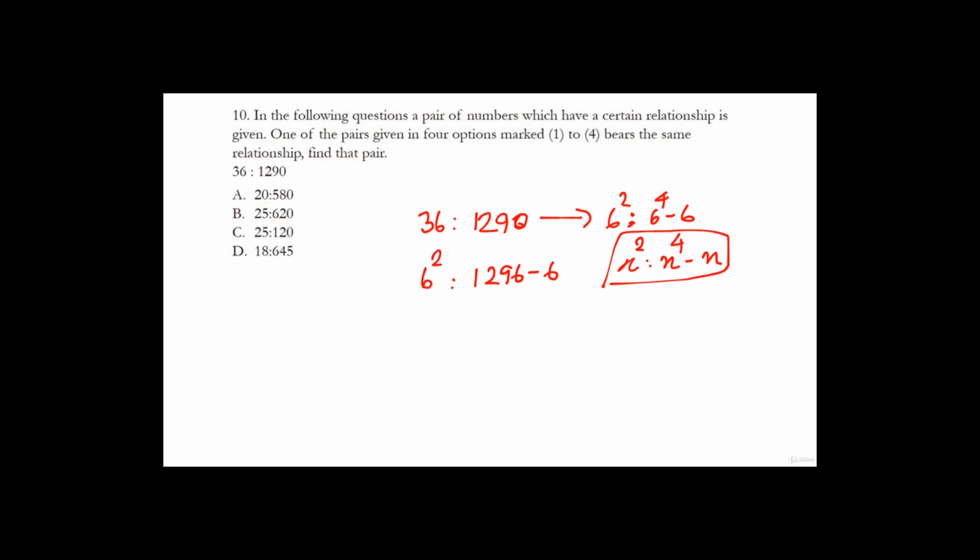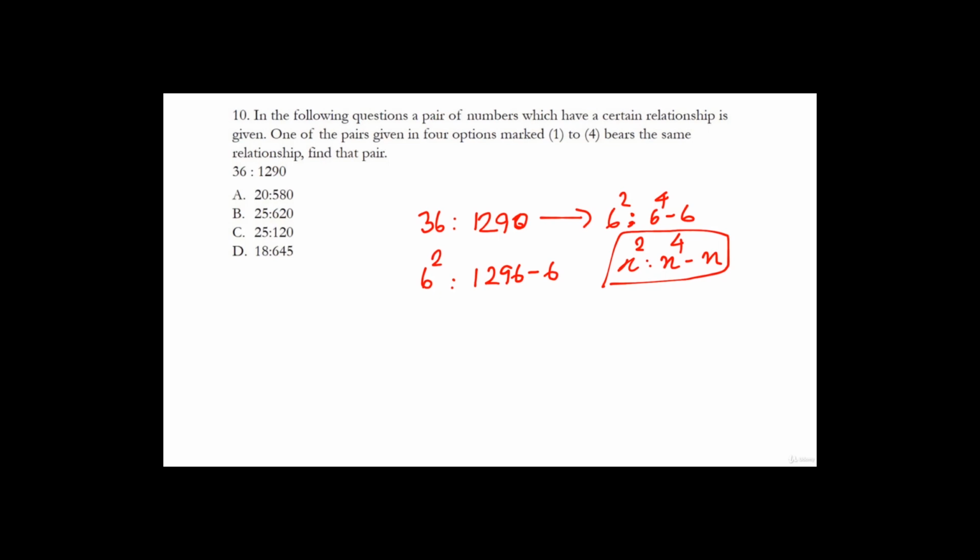The same thing, we have 36 is to 1290. We know that 36 is 6 square, and 1290 is 1296 minus 6. So basically this particular pattern can be written as 6 square is to 6 power 4 minus 6, or x square is to x power 4 minus x. So this particular pattern has to be satisfied in these options.